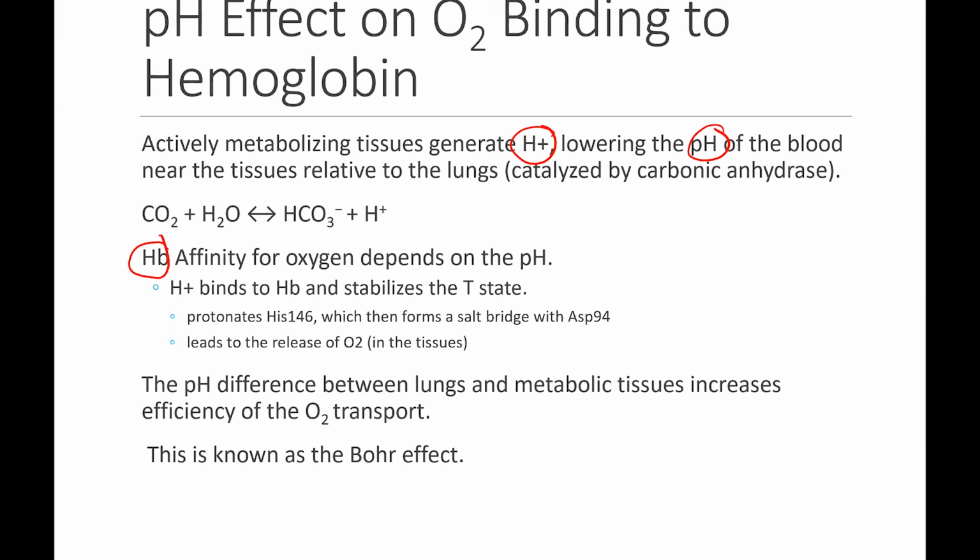So you can see that protons will bind to hemoglobin and they stabilize the tense state, the T state. Remember, in the tense state, you have lower affinity for oxygen. So this leads to the release of oxygen in the tissue. This is a good thing. I know at first it sounds like, oh no, protons binding to your hemoglobin puts it in the T state, and that means it has less affinity for oxygen.